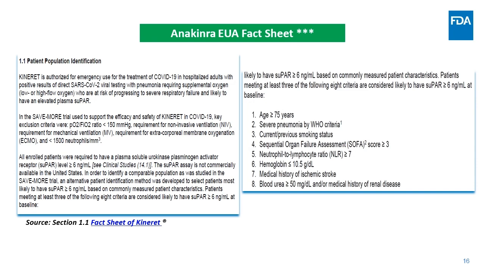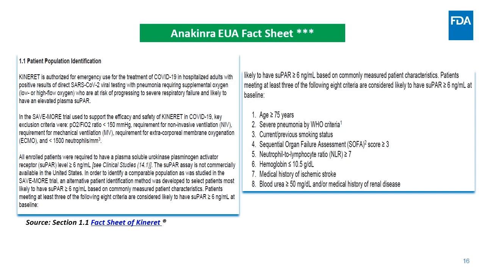Based on the final selection, the current fact sheet contains the following language. Anakinra is authorized for emergency use for the treatment of COVID-19 in hospitalized adults with positive results of direct SARS-CoV-2 viral testing with pneumonia requiring supplemental oxygen who are at risk of progressing to severe respiratory failure and likely to have an elevated plasma suPAR. The fact sheet also explains that suPAR assay is not commercially available in the US.